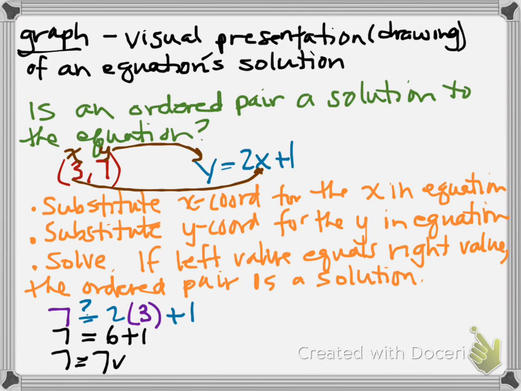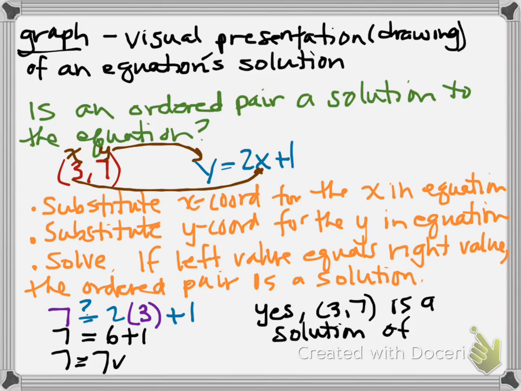And what's on the left is what's on the right. So our answer would be yes. 3, 7 is a solution of y equals 2x plus 1. Okay?